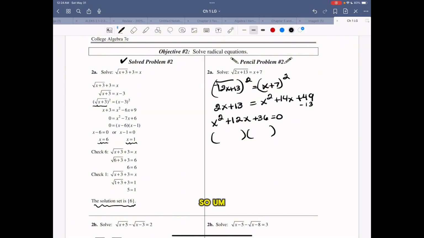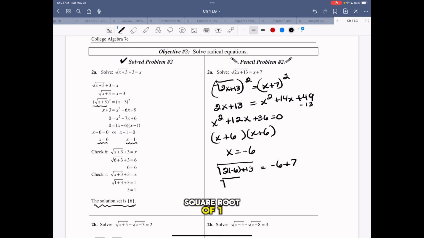What is that? x plus 6 times x plus 6. Is that about right? And so our x value equals negative 6. Then we plug that back in to see if that works. So we get the square root of 2 times negative 6 plus 13. Does that equal negative 6 plus 7? So we get the square root of 1 here, and the square root of 1 is 1. Does that equal 1? And it's true. It does equal 1.